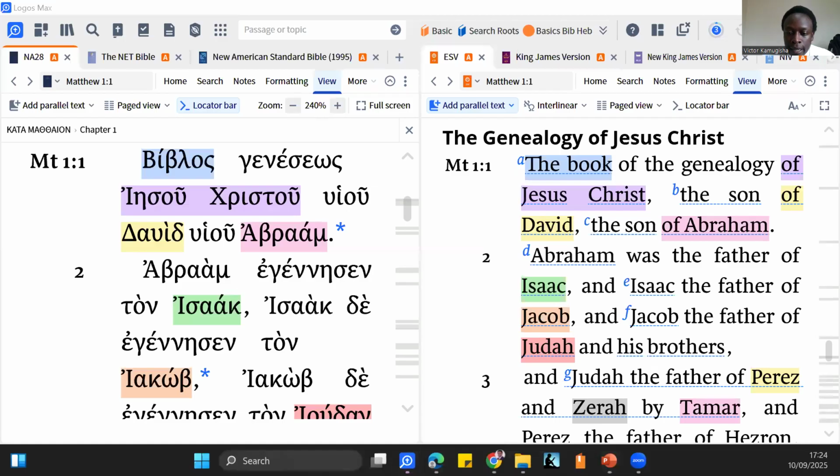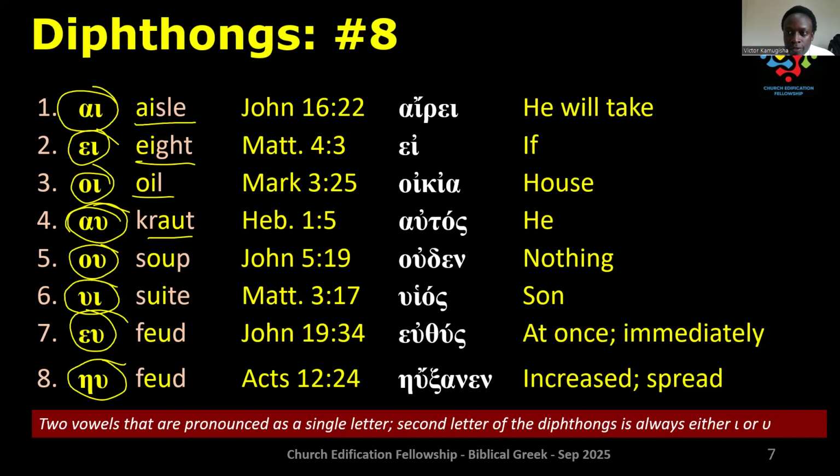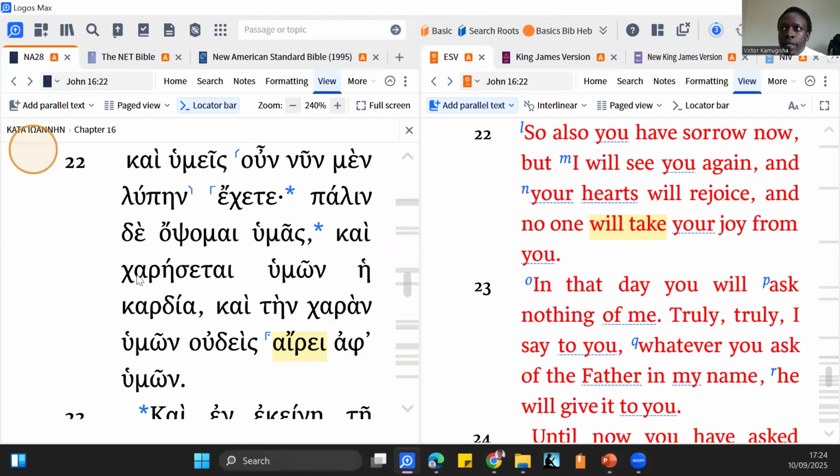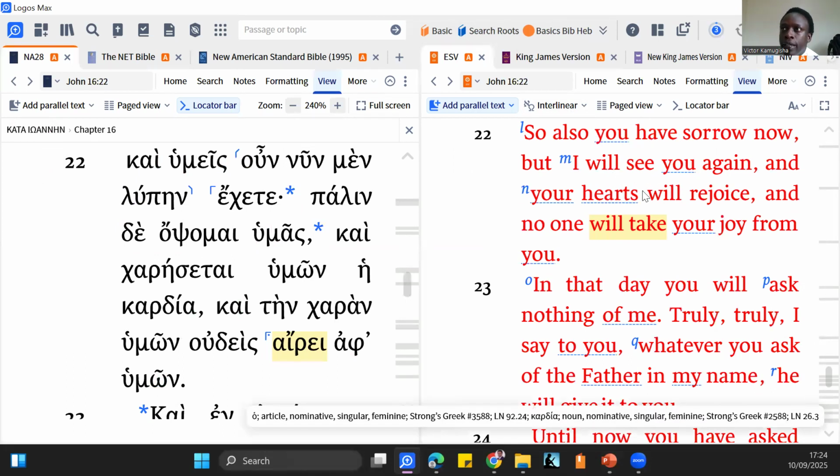The first verse that I want to deal with is John chapter 16, verse 22. I'm going to be running through these particular verses. All right, so you see John chapter 16, verse 22. I'll read the English quickly. The ESV says, so also you have sorrow now, but I will see you again, and your hearts will rejoice, and no one will take your joy from you.